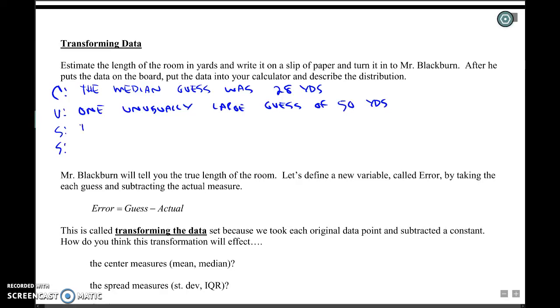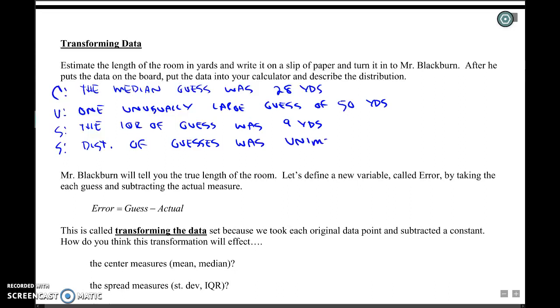For spread, I'm going to say the IQR of guesses was 9 yards. And the shape was the distribution of guesses was unimodal. Let's say slightly skewed. Skewed to the right. Slightly skewed right. Okay.